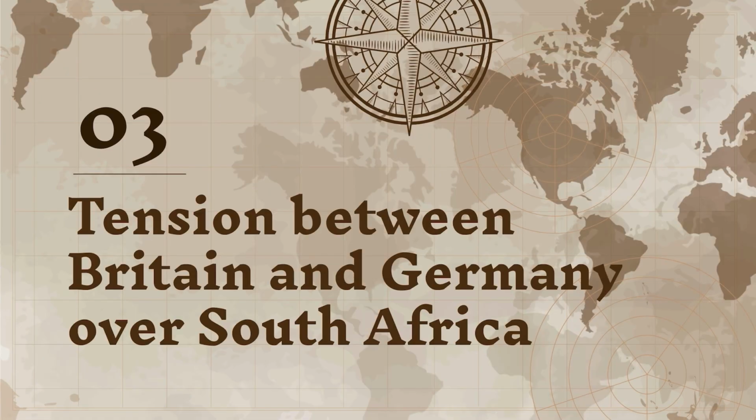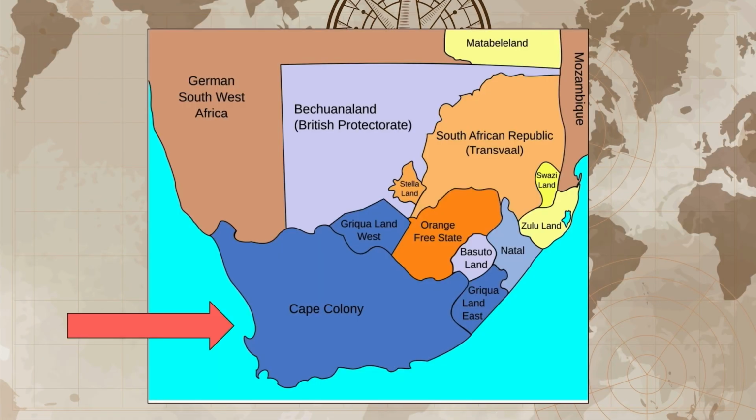Next, on to tensions in South Africa. Britain took control of Cape Colony in 1814, which is the southernmost part of Africa, creating conflict with the Boer settlers who were of Dutch origin. The abolition of slavery in 1834 increased Boer resentment, as they had used slaves in the Cape Colony, which led to the Great Trek and the creation of the Transvaal and Orange Free State, which you can see on the picture in orange.